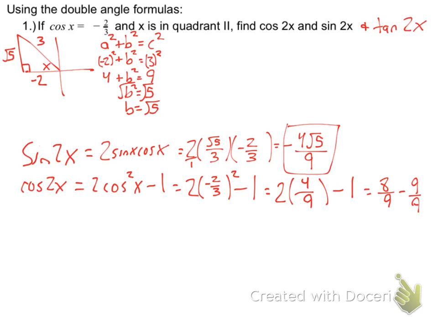And so, negative 1 over 9. Done. So cosine 2x is probably the only one where you have to make a choice. All three of those choices would still lead you to a negative 1/9.